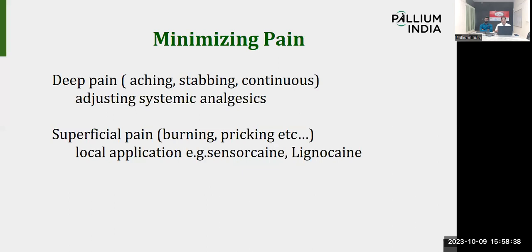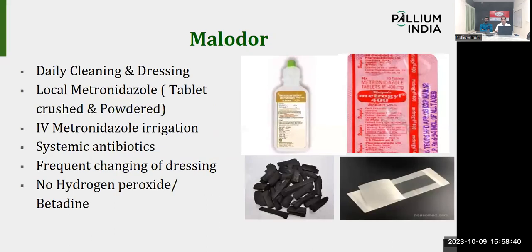Then malodor. As I said, in order to prevent malodor, we can use charcoal. Okay, and clean and dress the wound daily. We can use a local metronidazole tablet, crushed into powder. IV metronidazole irrigation we can do. Systemic antibiotics we can give, and also frequent changing of the dressing. No hydrogen peroxide or betadine, right? Because it can irritate that surface.